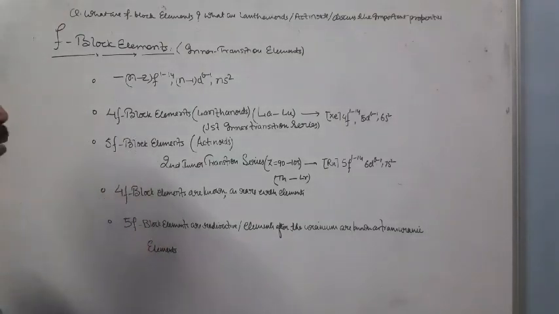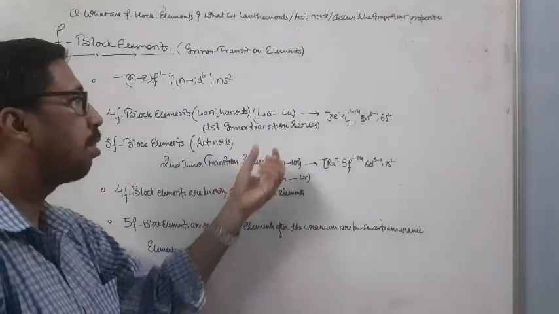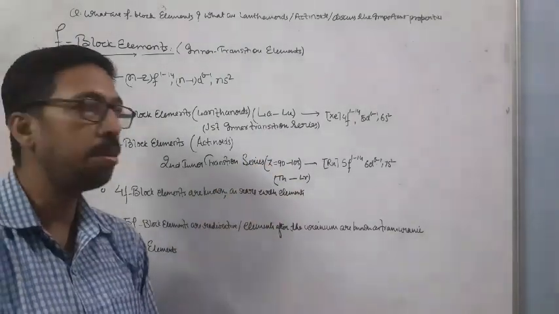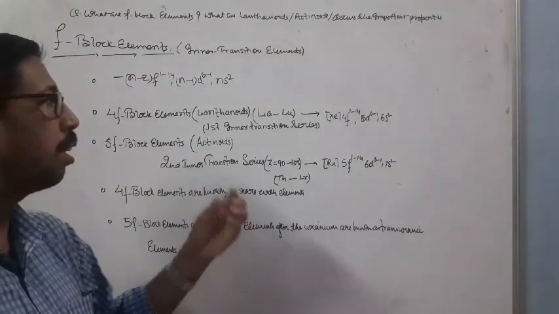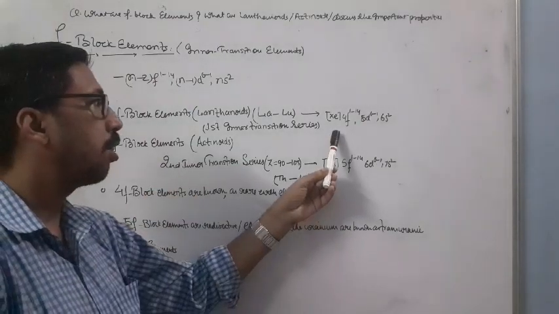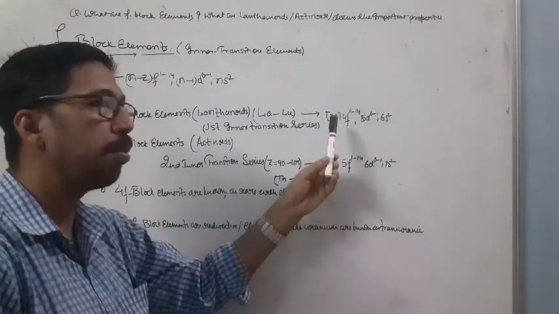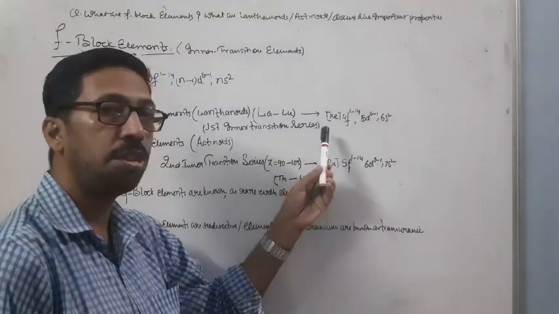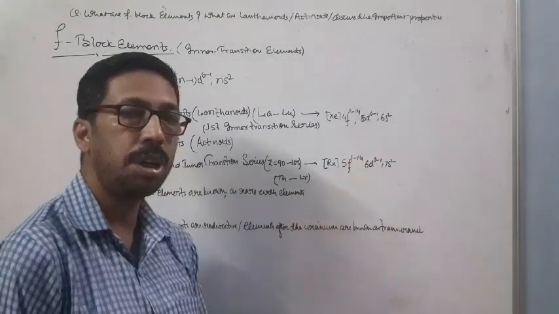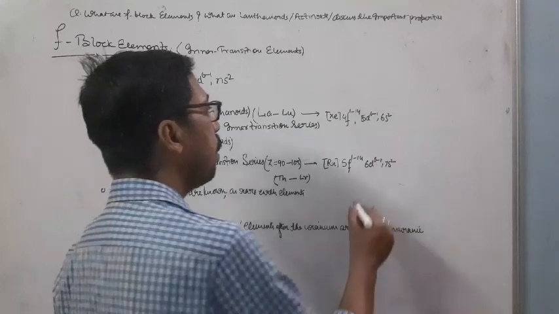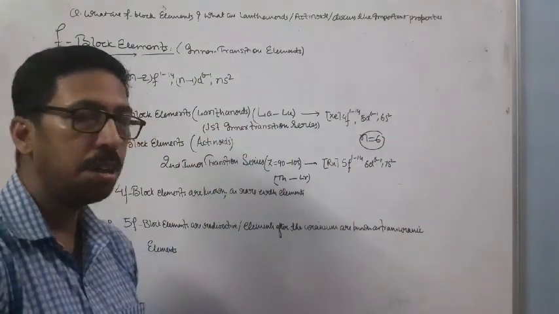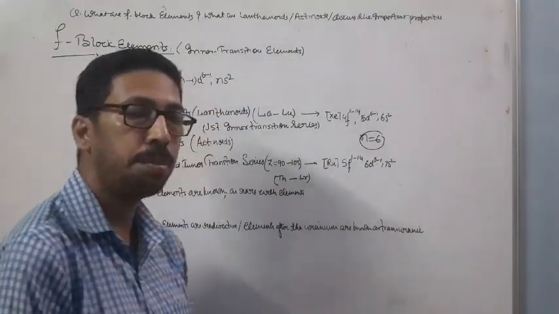Now, for the 4f block elements, the series contains 14 elements starting from lanthanum to lutetium, and the general electronic configuration for lanthanides is [Xe] 4f1 to 14, 5d0 to 1 and 6s2. Xe represents the inert gas, that is the core electrons. This means the value of n is 6 and lanthanides belong to the 6th period in the periodic table.